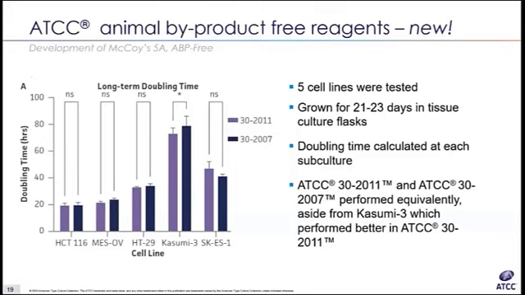As you can see in the figure, the doubling times were roughly equivalent for all cell lines with the exception of Kasumi 3, which actually performed better in the new McCoy's formulation. This data shows that, again, the new McCoy's provides the needed nutrients to support cell growth, and furthermore shows an adaptation period is not needed to switch between the old McCoy's formulation and the new animal byproduct-free formulation.